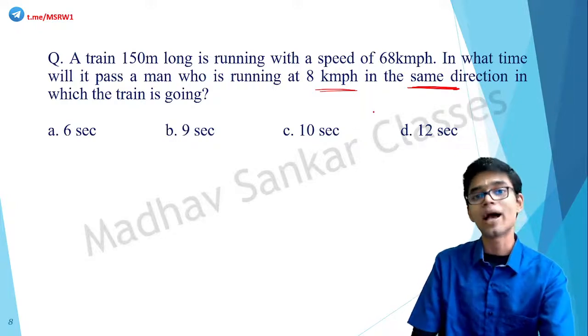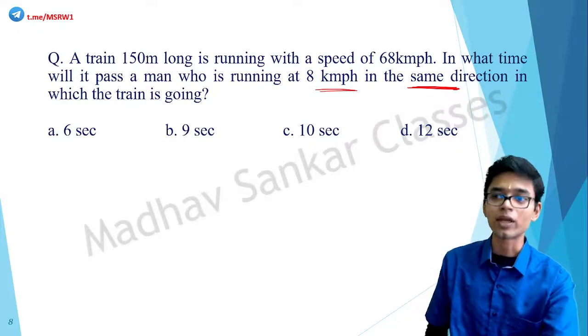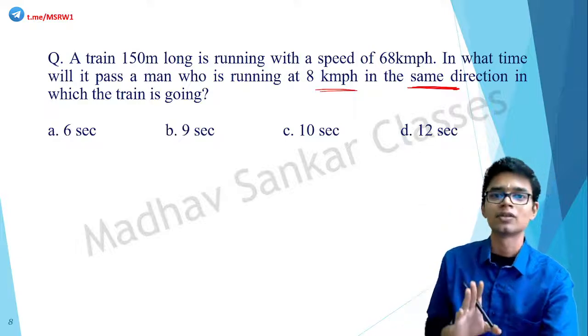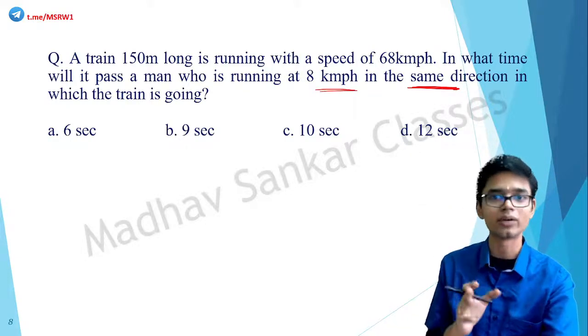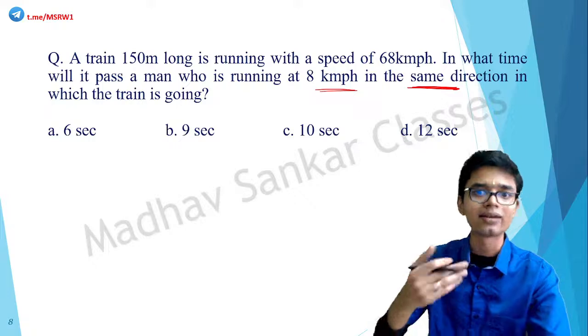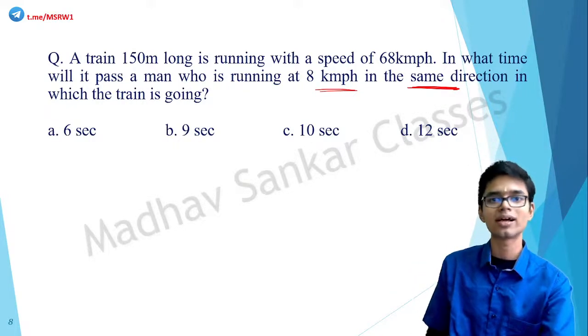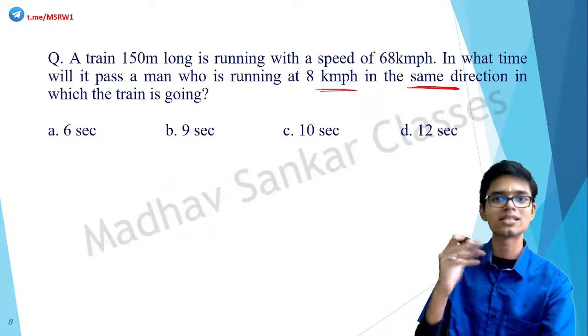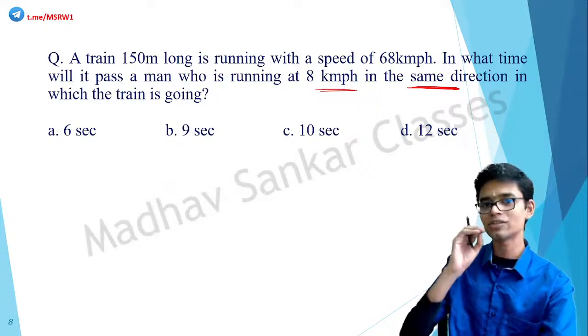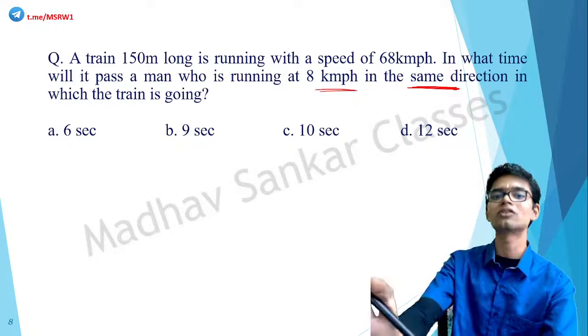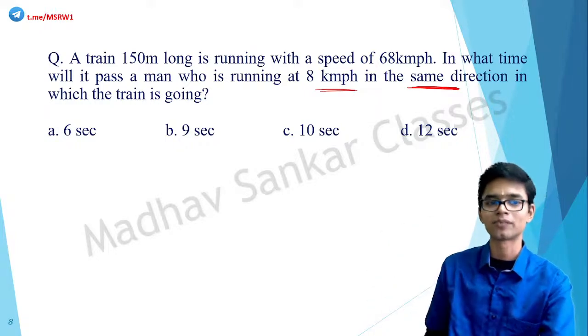So here the man is not standing. The man is also running, so his speed has to be taken into account. If the man is stationary, then he has no speed, 0, so it's easier to do the question. But here the man is also running in the same direction as the train at 8 kilometers per hour.